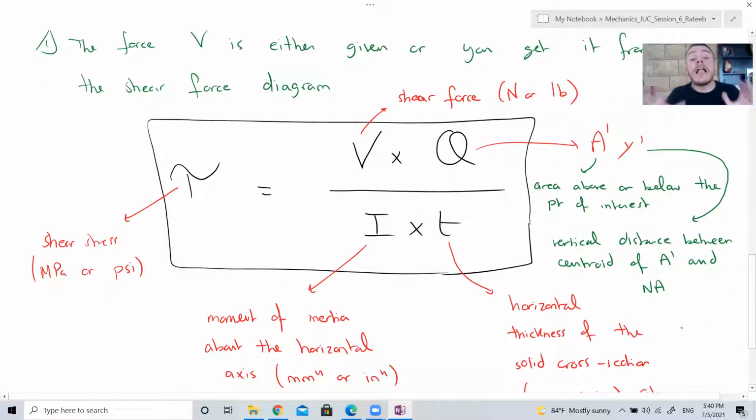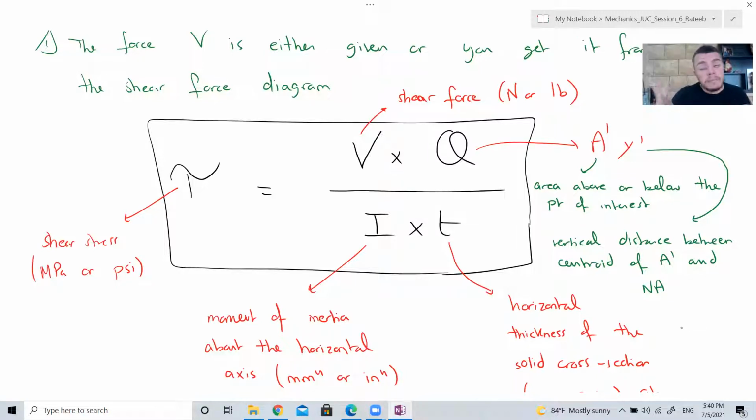Let's see, we'll give you an example, but first let's read the given and try to understand it. So now there is a new formula for the shear stress, which is equal to VQ over IT. V is the shear force. Usually you get the shear force by drawing the shear force diagram, as we learned, and finding the maximum value from the shear force diagram.